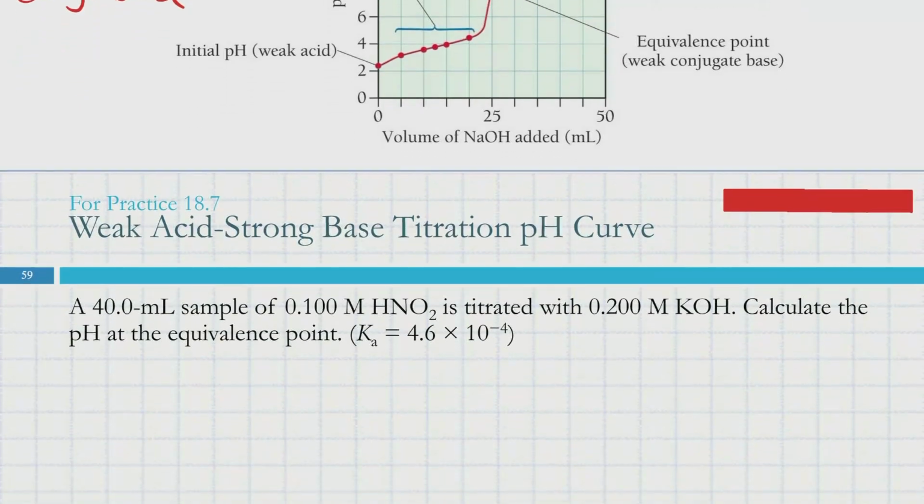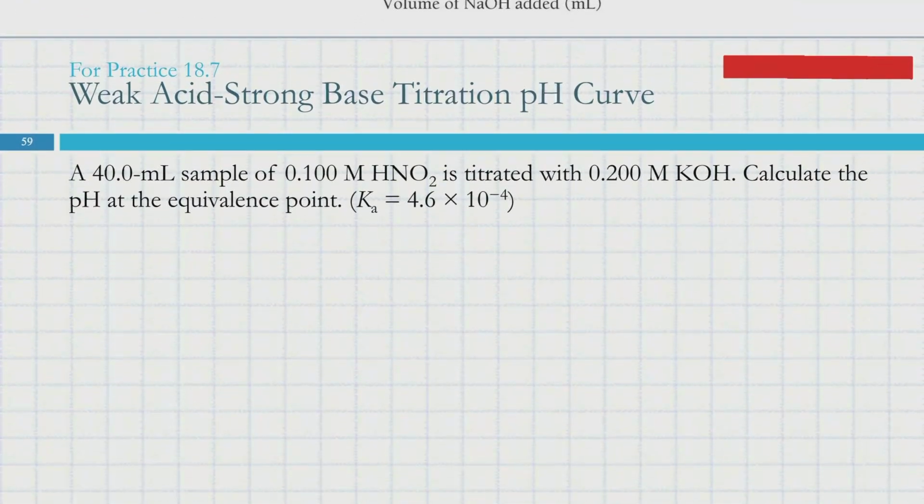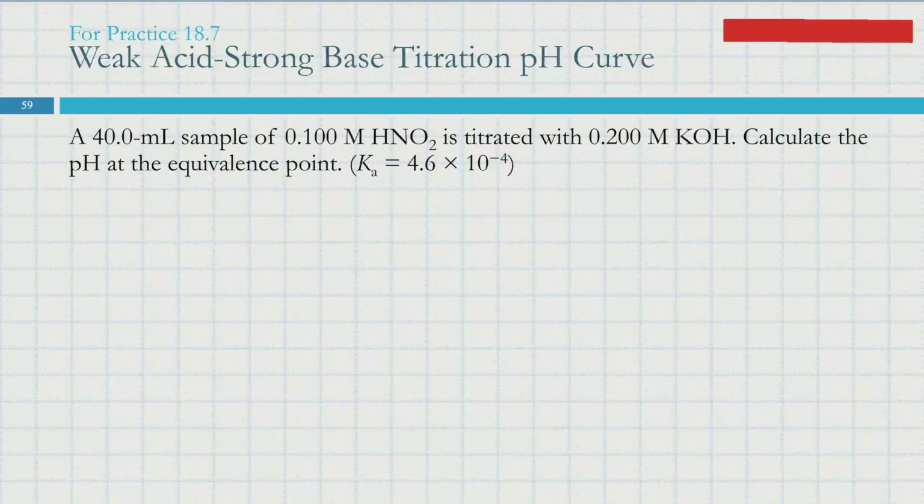Okay, a calculation. A 40 milliliter sample of 0.100 molar nitrous acid is titrated with 0.200 molar potassium hydroxide. Calculate the pH at the equivalence point.